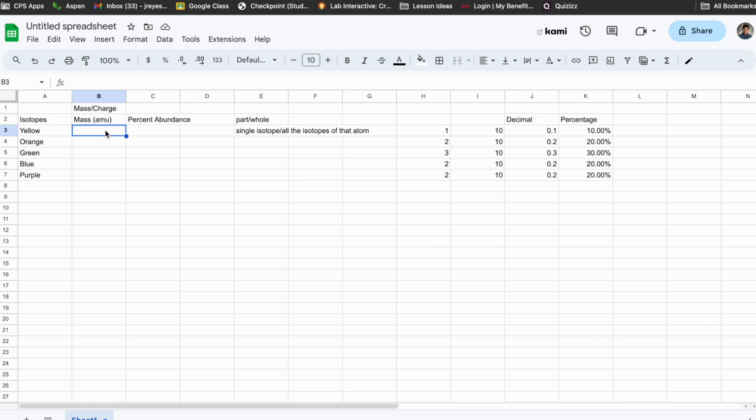But here we go. The mass for these things was 1 for the yellow one because it had 1 proton and no neutrons. The orange one was 2 because it had 1 proton and 1 neutron. The green one was 3 because it had 1 proton and 2 neutrons. The blue one was 4 because it had 1 proton, 3 neutrons. And then the last one was 5 because it had 1 proton and 4 neutrons. So that's where the mass comes from.